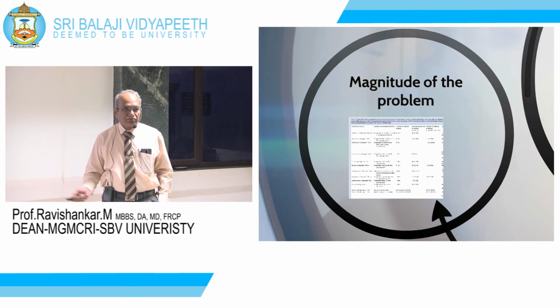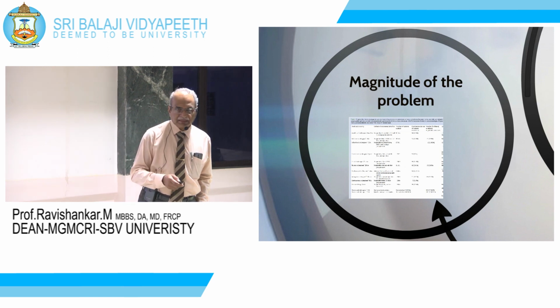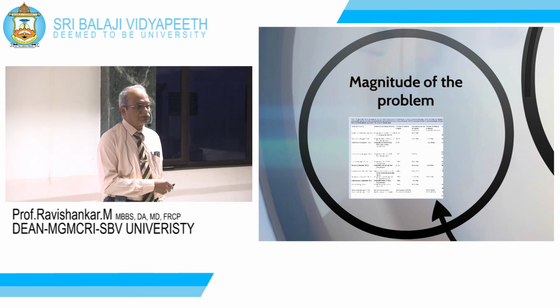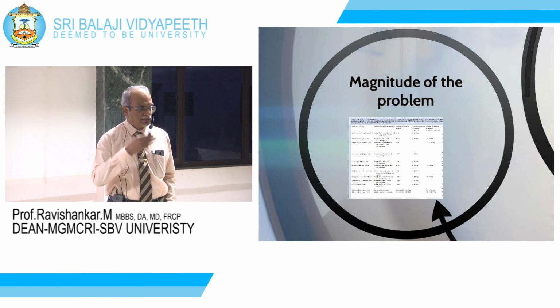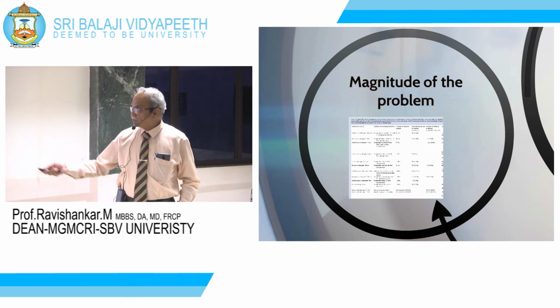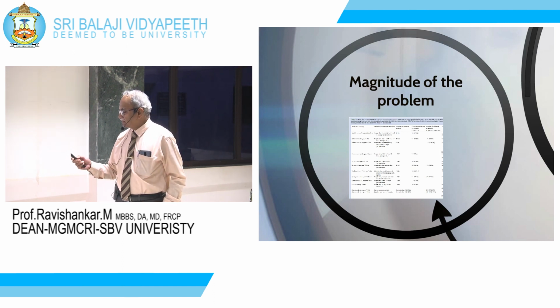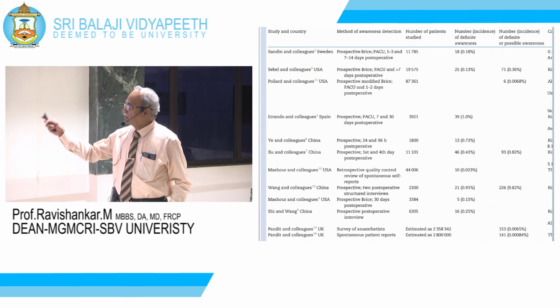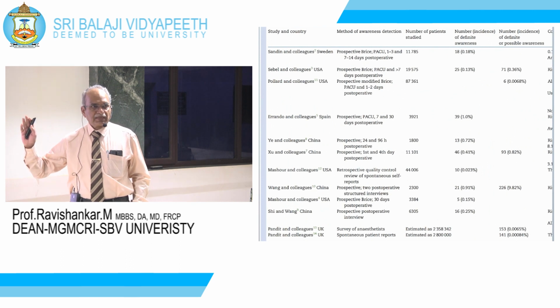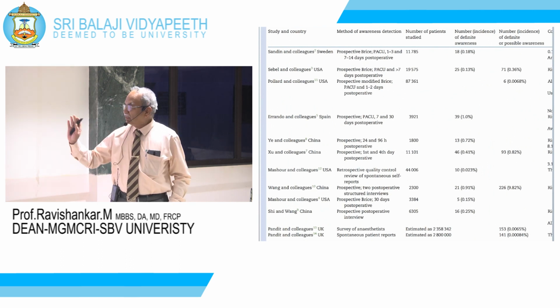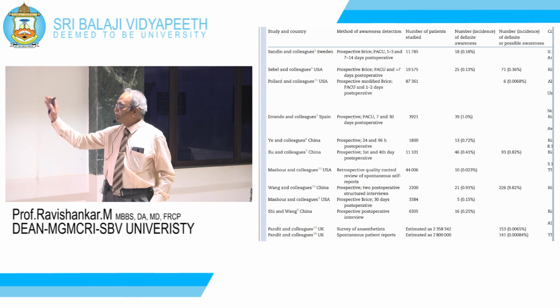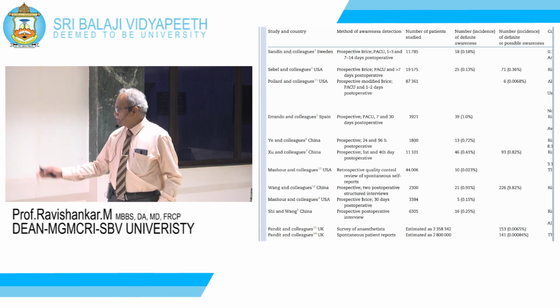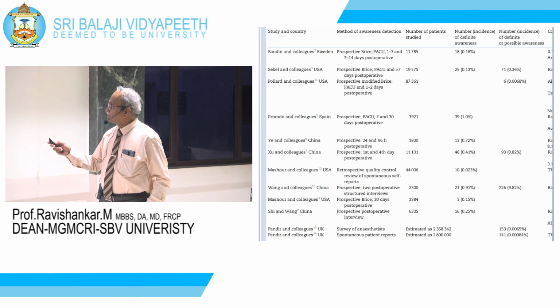What's the magnitude of the problem? This has been analyzed. As I told you, around 2008, there were so many articles published. One of them is a meta-analysis, a review article, which analyzed the studies that have been done to bring out the level of the awareness problem under anesthesia. This was in 2011, I think.